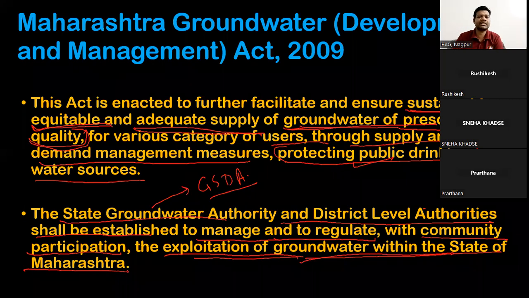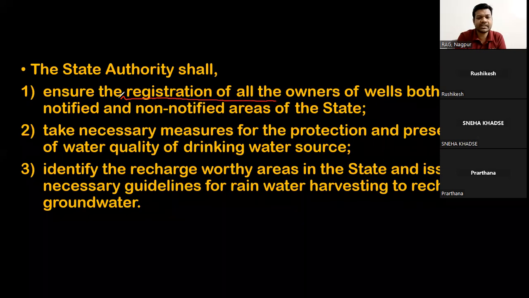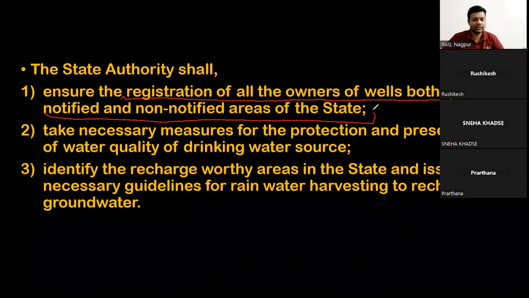So in the state of Maharashtra, there should not be large-scale exploitation of water. What shall the state authority do? The state authority shall ensure the registration of all owners of wells in both the notified and non-notified areas of the state. Whosoever is the owner of a well should be registered with the government.